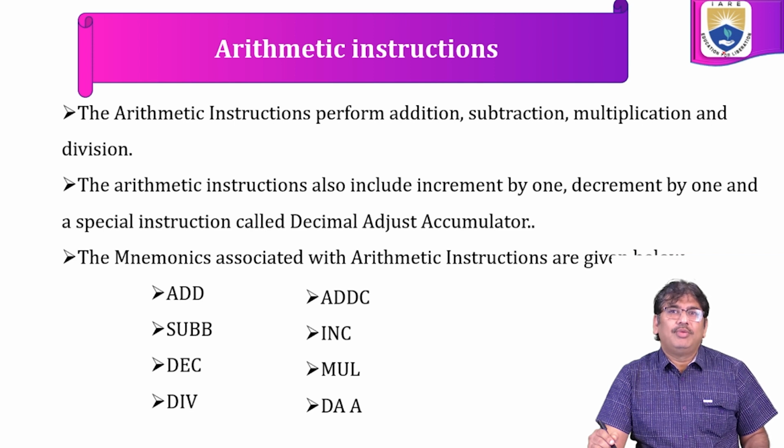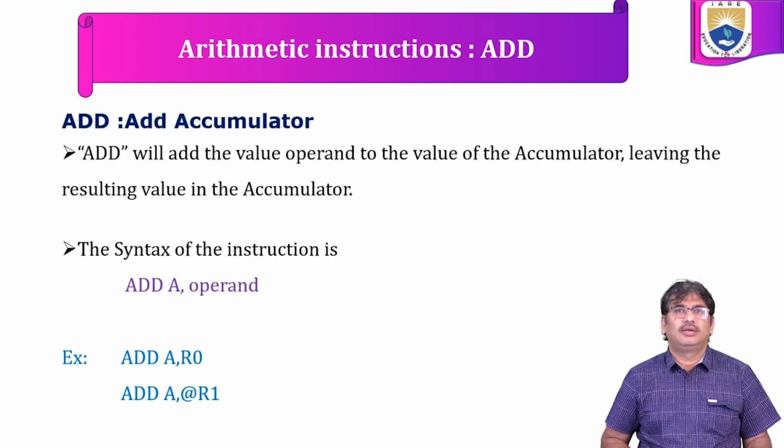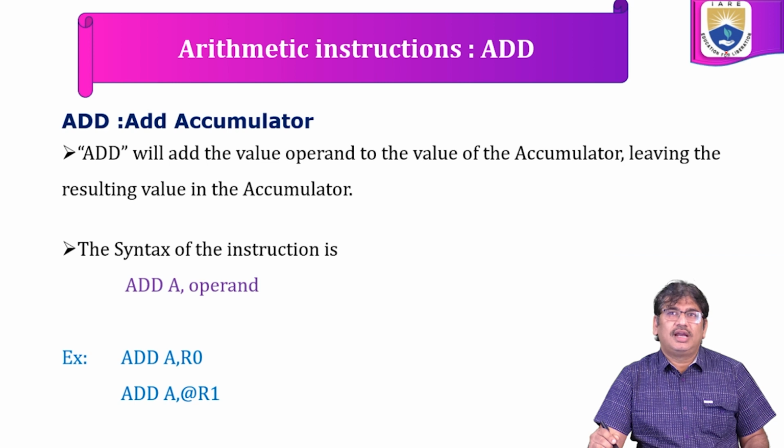accumulator. The mnemonics associated with arithmetic instructions are given below: ADD, add; ADDC, add along with carry; SUBB, subtraction with borrow; INC, increment; DEC, decrement; MUL, multiply; DIV, division; DA, decimal adjust accumulator. The first instruction under arithmetic instructions is the ADD instruction. This instruction is ADD, add accumulator.